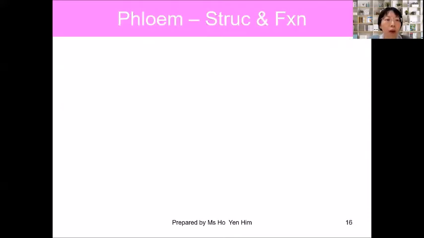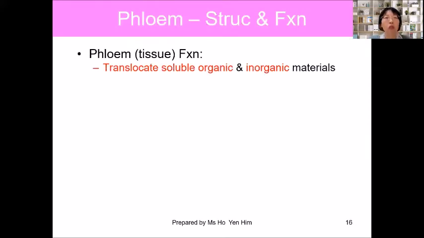Now phloem. Phloem tissue's function is to translocate soluble organic and inorganic material. Now the word soluble here is very important, because when you want to transport, the material must be soluble in the water. Then when the water moves, the material will be transported together with it. Now, organic material can also be soluble, isn't it? Inorganic material like mineral ions are soluble because they're ions.